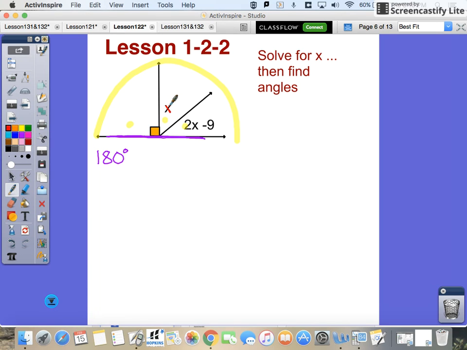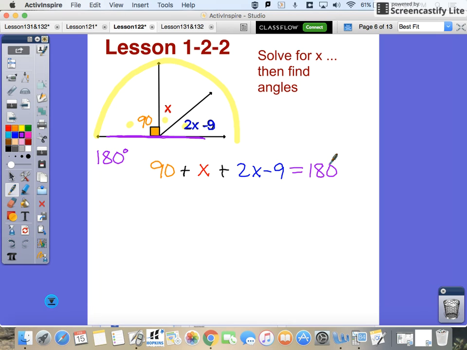I'm going to try to trace this one in red, this one in blue. We know that this orange angle right here is 90 degrees. And we know that when we add them up, they must equal 180. So basically what we know is that 90 and x and 2x minus 9 equals 180.